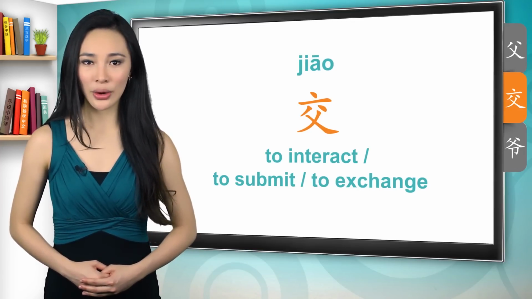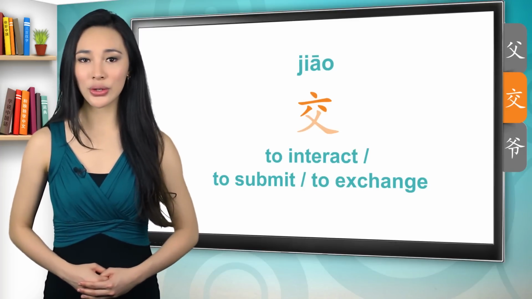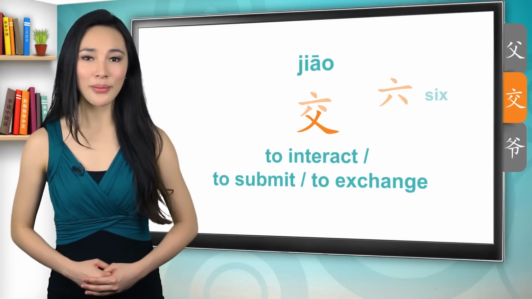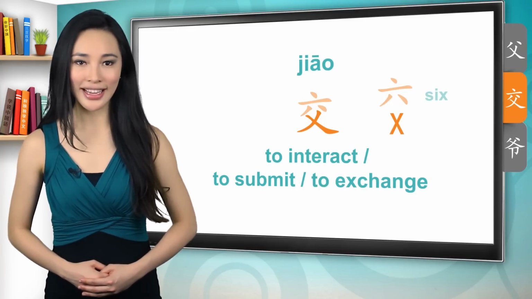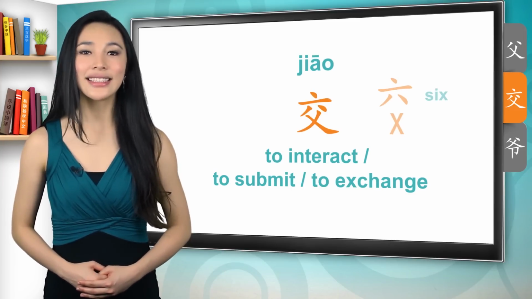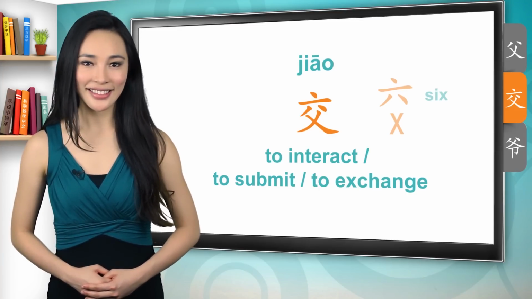Let's take apart the character of jiāo. On top, we have the character liù, which means 6. On the bottom, we have the X structure again. When you put the two together, you get jiāo. Try to write it out for yourself and see.